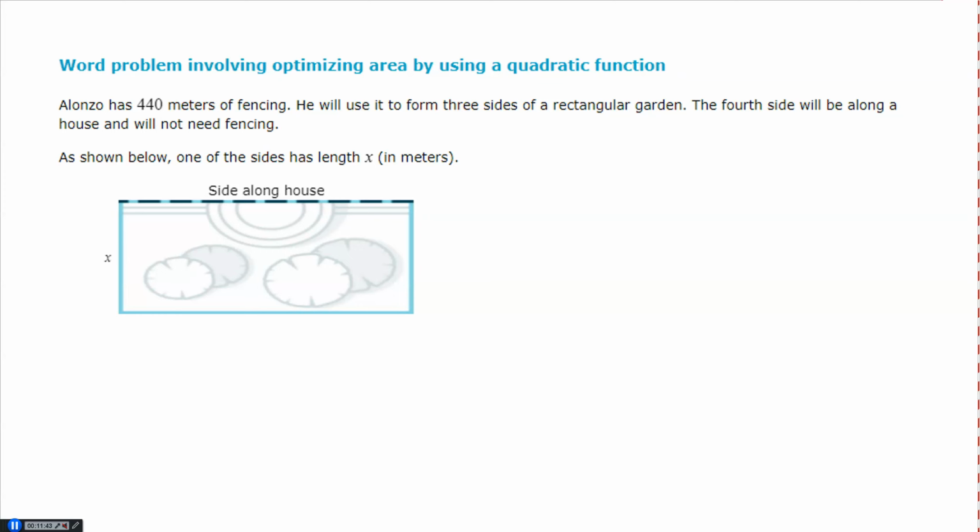So Alonzo has 440 meters of fencing. He will use it to form 3 sides of a rectangular garden. The 4th side will be along a house and does not need a fence. As shown below, one of the sides is length x. So I didn't actually copy the actual question, but the question is, what dimensions maximize the area and what is the maximum area?